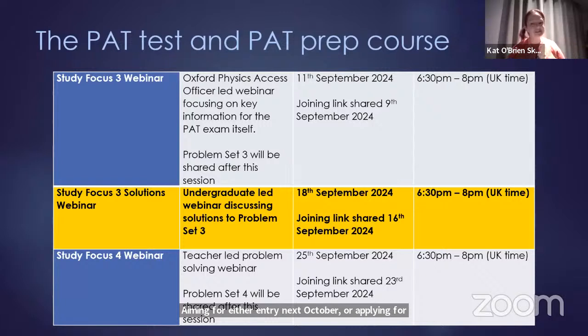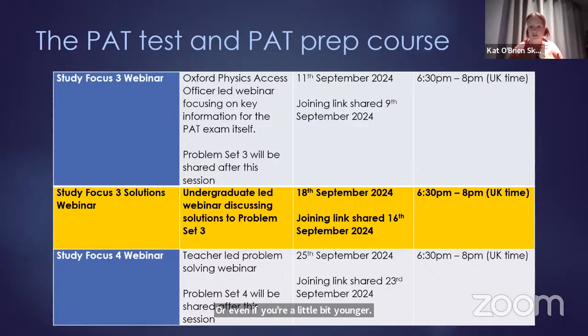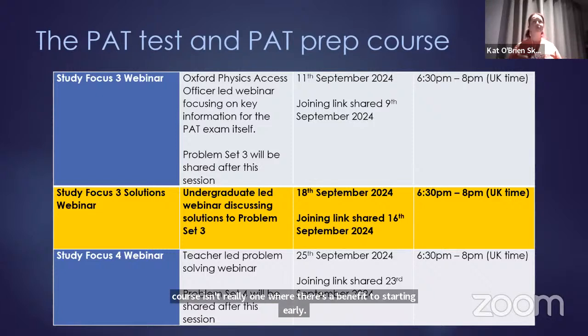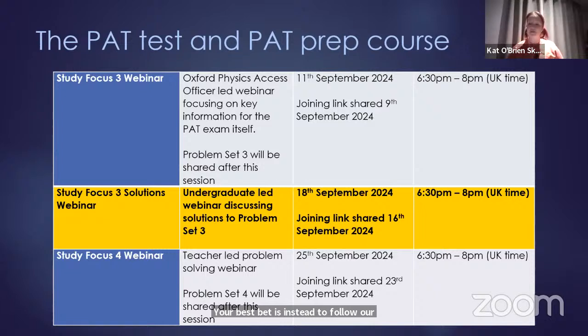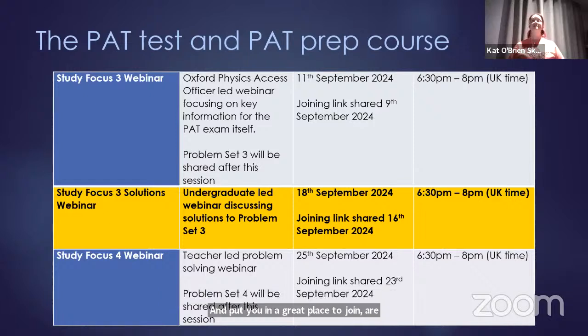If you are not in that position, if you are a lovely new year 12, or even if you're a little bit younger, this course isn't really one where there's a benefit to starting it early. Your best bet is instead to follow our amazing year 12 program. So we have a program of taster mornings and masterclasses, all of which build up your knowledge about applying to Oxford and other competitive universities and put you in a great place to join our Preparing for the PAT 2025 course, which will start in June 2025. It feels like a really long way away, but it will be here before we know it.